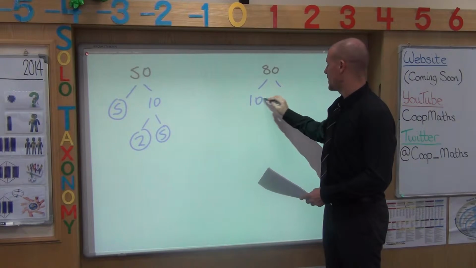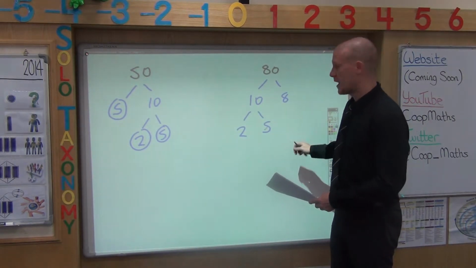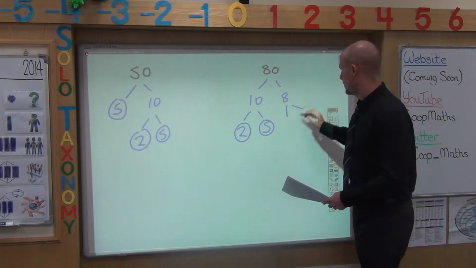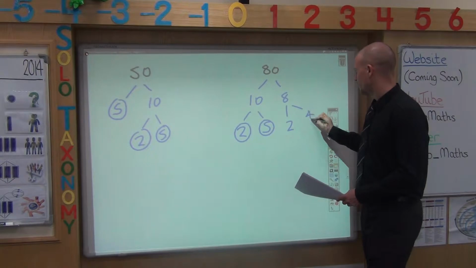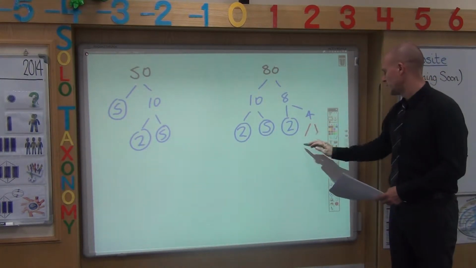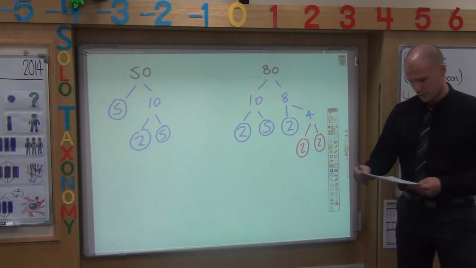80, we'll go with 10 and 8. Gives me 2 and 5 for 10, both of which are prime. For 8, I'm going to get 2 and 4. 2 is prime. Keep breaking up 4, and I'll get 2 more 2's like so.